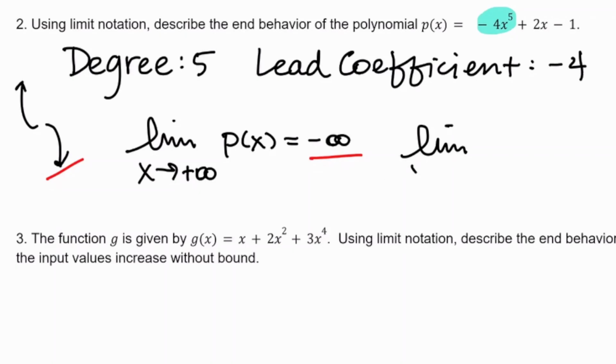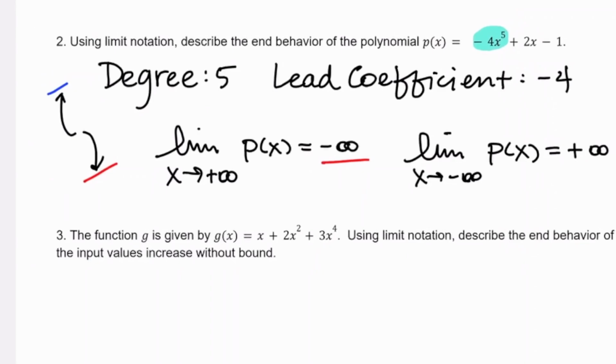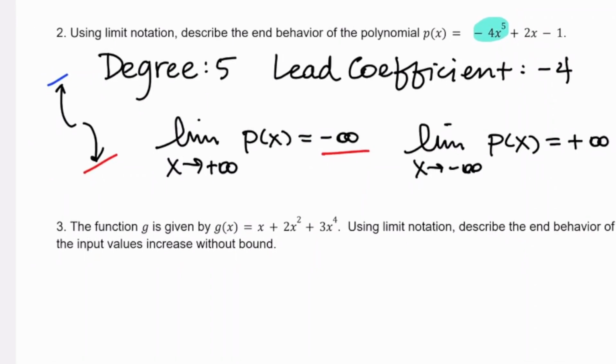So the limit as x approaches negative infinity of p of x, well, as x approaches negative infinity, y is approaching positive infinity, so we'll say that is positive infinity. Oops, that's what's going on the screen there. All right.